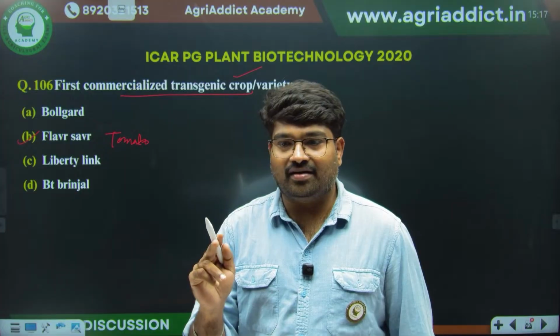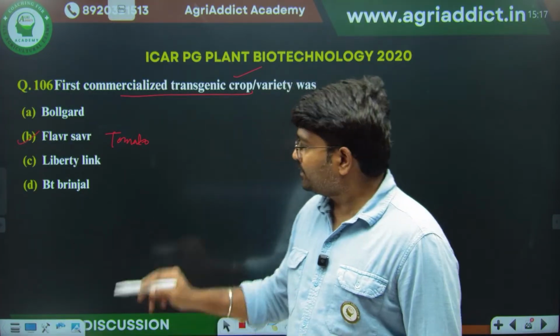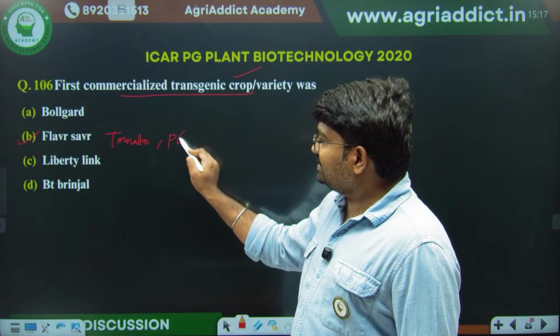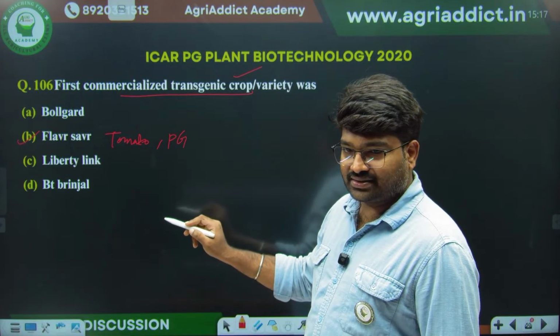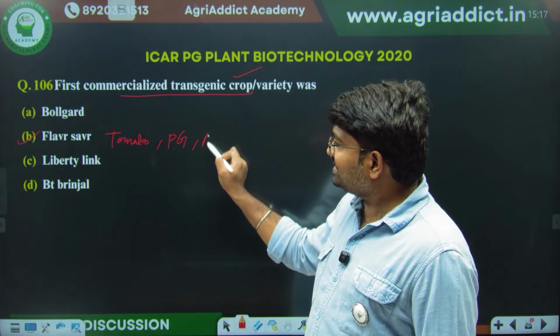Which gene did they target? By which technique did they target it? Yes, the polygalacturonase gene, PG gene. No, not by RNA interference. They have used antisense RNA technology.